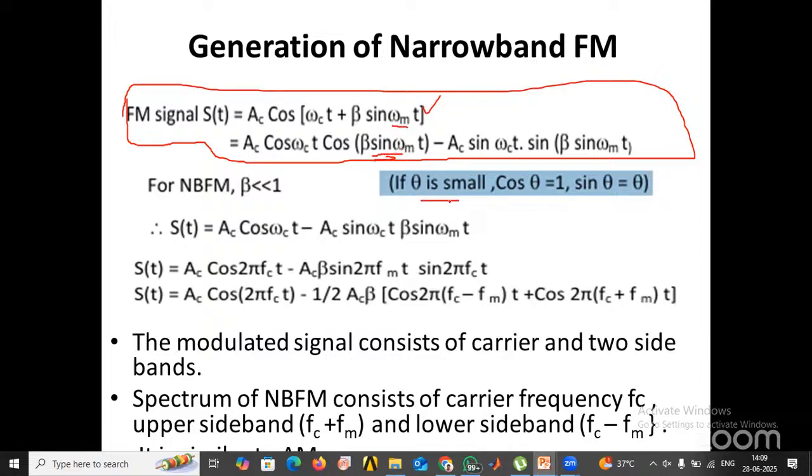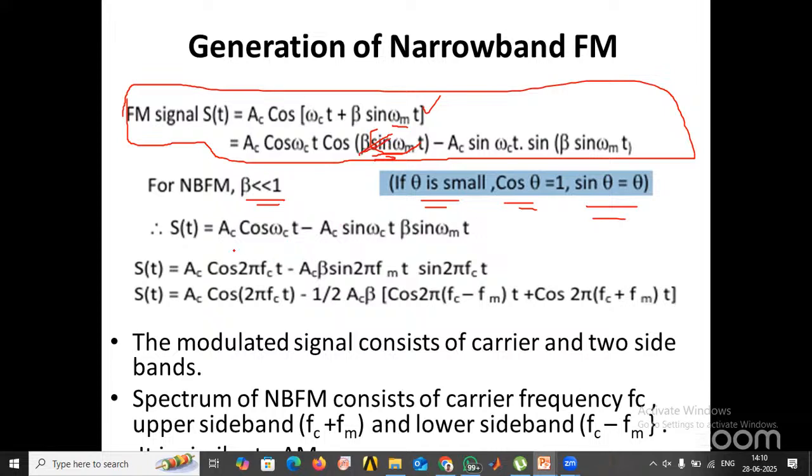Here I am taking theta as very small. That is, cos theta is 1 and sin theta is 0. At small values of theta, cos 0 is 1, sin 0 is 0. Similarly, if the theta value is very low, the cos function is approximately equal to 1 and the sin function is approximately equal to 0. As we are assuming that beta is far less than 1, suppose it is 0.01, if you multiply 0.01 with any signal, the amplitude becomes very small. Hence, this component is approximately negligible.